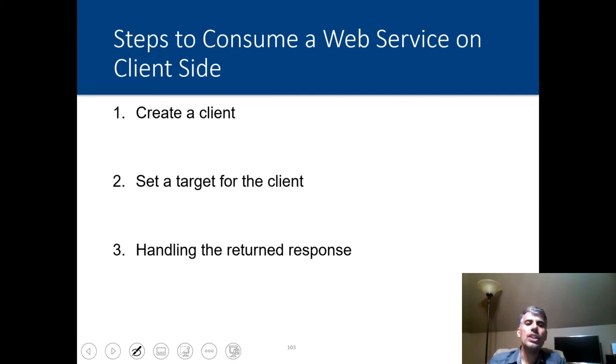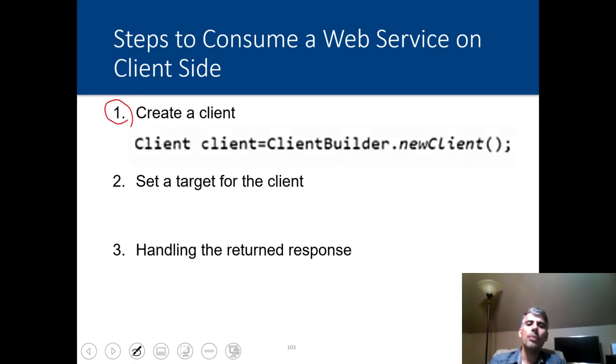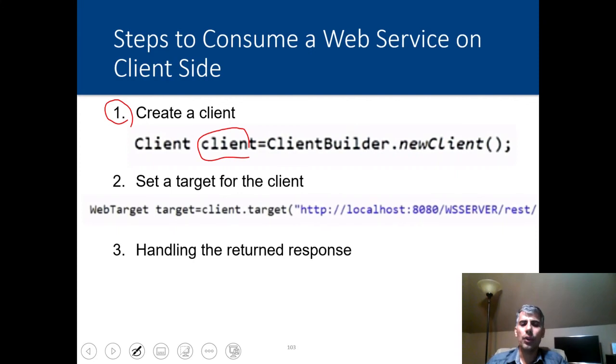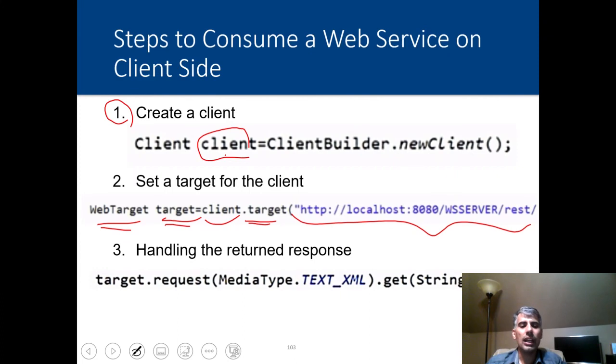It includes 3 steps. First, you have to create a client object. You can use the client builder, which is part of the library, and then create a client object. Then you can define a target for that. This is pretty much connecting to that resource, so here you give the address of the object you want to get access to. You can use the web target class, and then using the client object that you made, you connect it to a certain target, which means the class that you built, that you want to connect to, and then basically call the function.